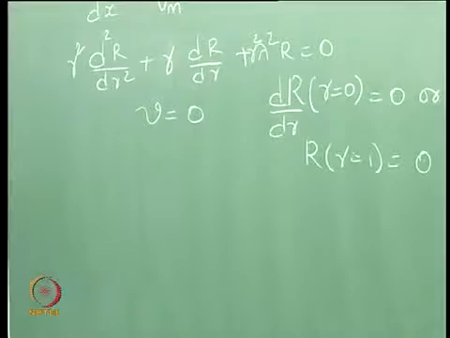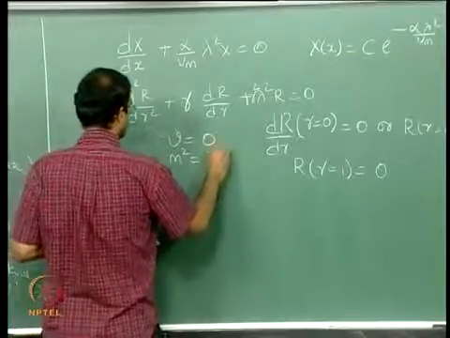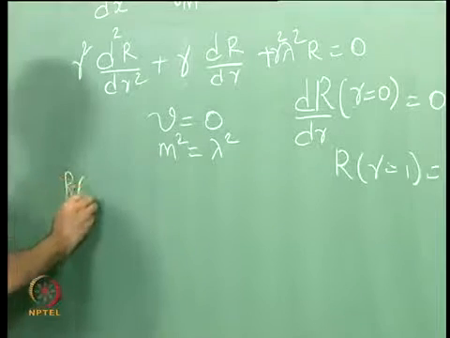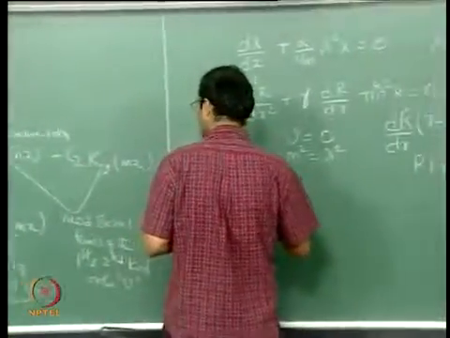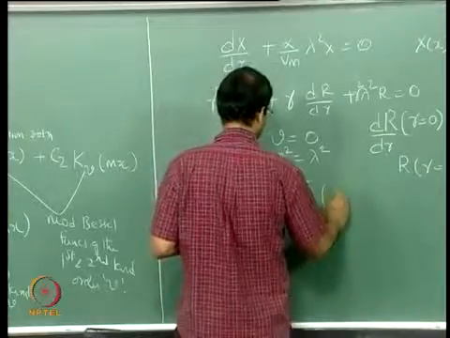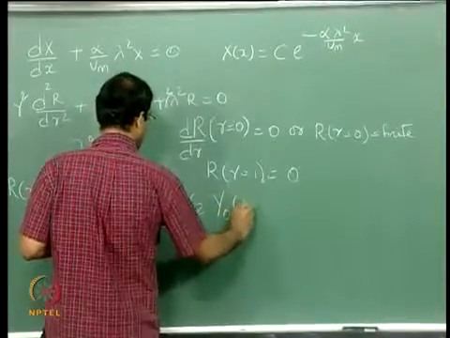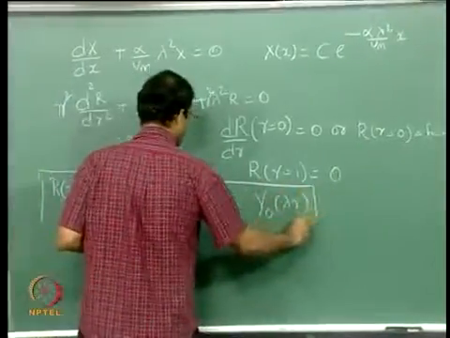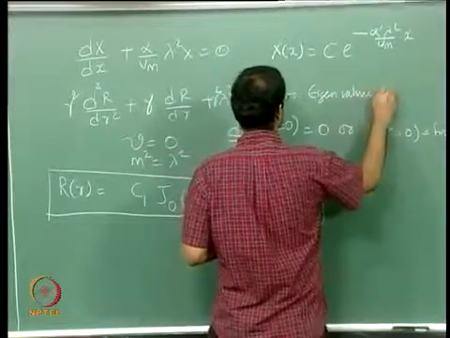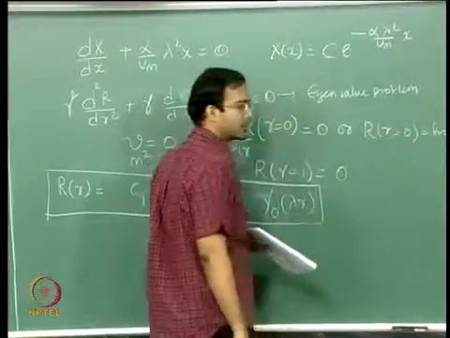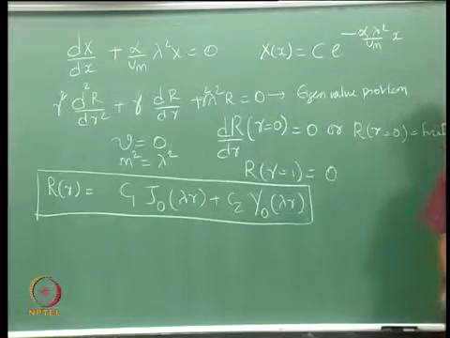So that is one thing, and your m square is equal to lambda square. So therefore the solution to this ODE will be in terms of the Bessel functions of the first kind and second kind 0th order. So C1 J naught of lambda r plus C2 Y naught of lambda r, okay. So this is your solution to the eigenvalue problem. Any eigenvalue problem should have two homogeneous boundary conditions, okay. So now we apply the two boundary conditions to get the two constants, okay.